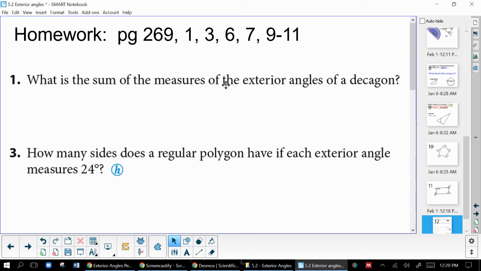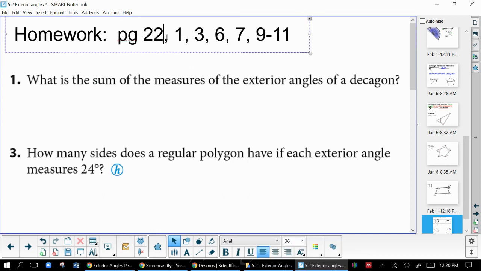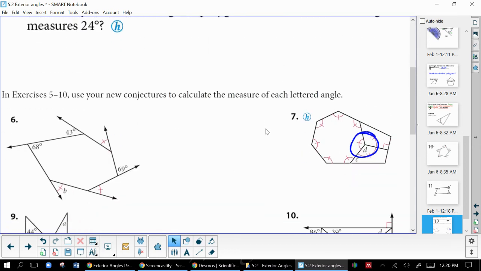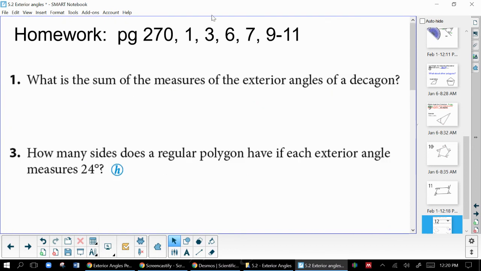So your homework today is going to be a little bit more mixed up. If you're using the online book, it is page 270. If you're using the real book, then I think it might be 269. So you're doing 1, 3, 6, 7, and 9 through 11. I know it's kind of all over the place, but I picked some good ones that show me, if you can do those, you've got the really big ideas.